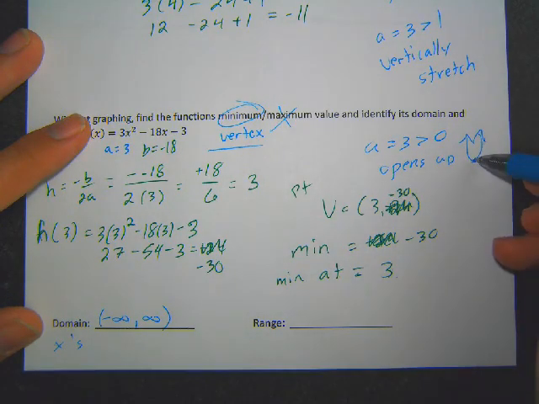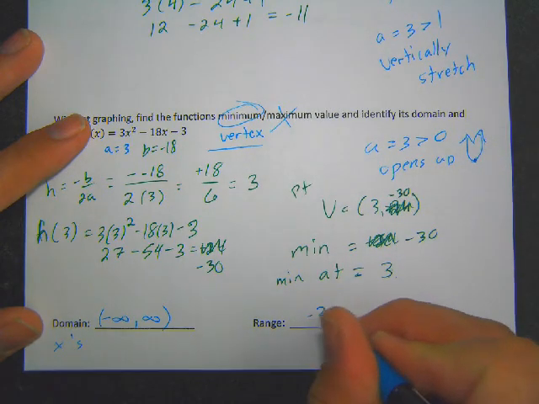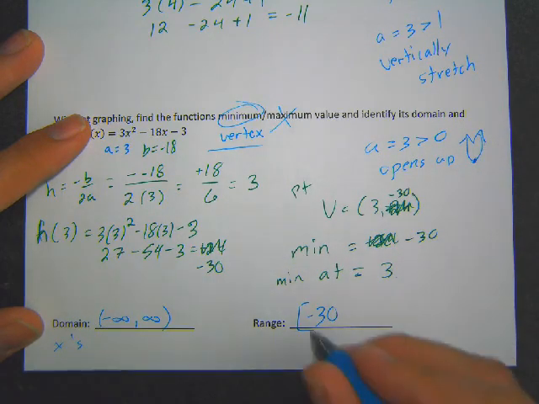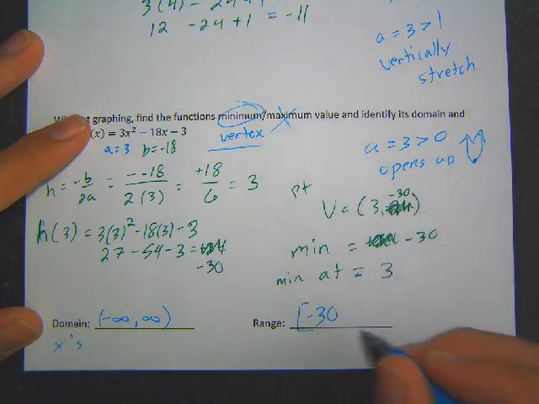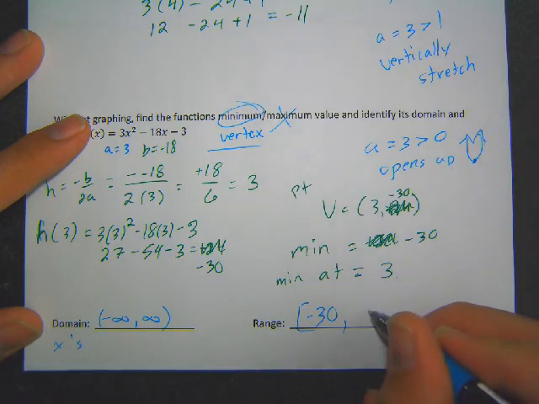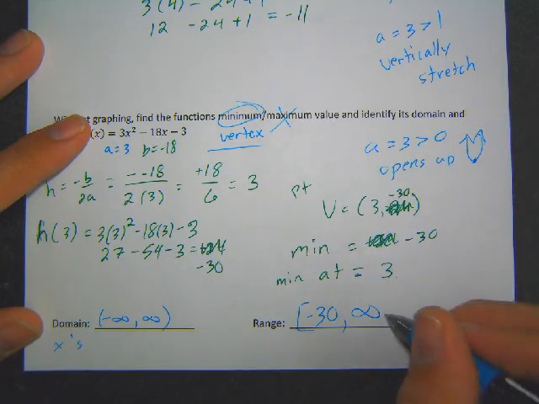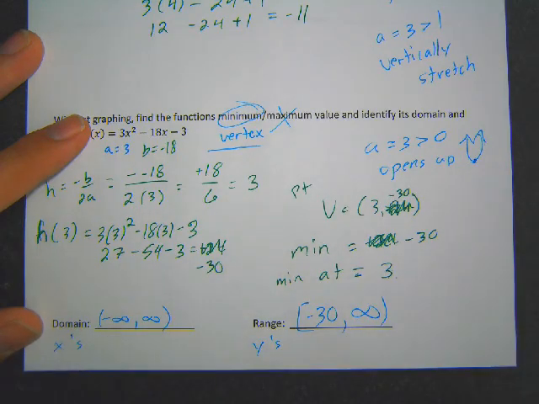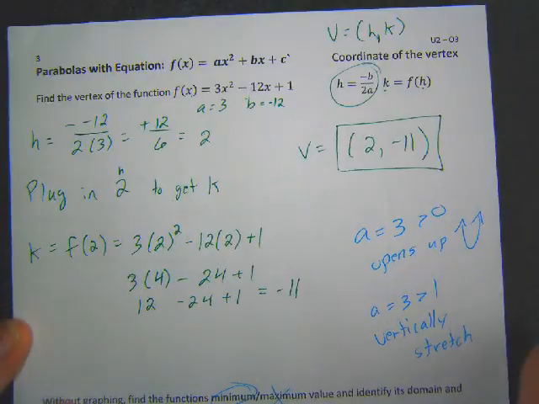The range, however, this is where I have to stop and think about the fact that it opens up, so it's got a bottom. And we saw that the bottom is negative 30. After I fixed that, we figured out the negative 30. It does reach the vertex, so we use a bracket. You're always going to have brackets with these parabolas because they'll hit their vertex. And then it goes up forever, so it's going to go to positive infinity on the top. And that would be the range. Again, the range is the y's, the domain is the x's. These are the numbers you reach left and right. These are the numbers you reach up and down. Okay, now I want to graph, and this is our last page.